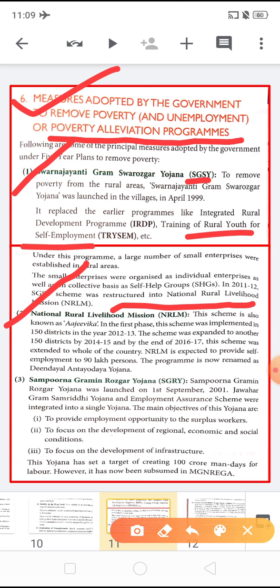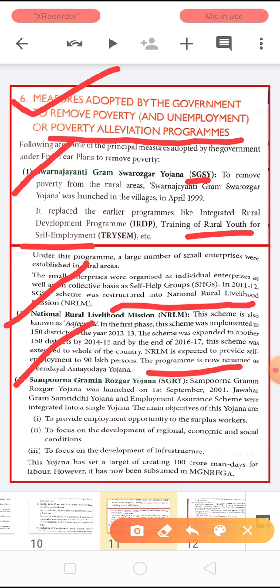So, NRLM is expected to provide self-employment to 90 lakh people. This program is now renamed as Deen Dayal Antyodaya Yojana. Next is Sampurna Gramin Swarojgar Yojana. We call it SGRY. So, children, Sampurna Gramin Swarojgar Yojana was launched on 1st April 2001.